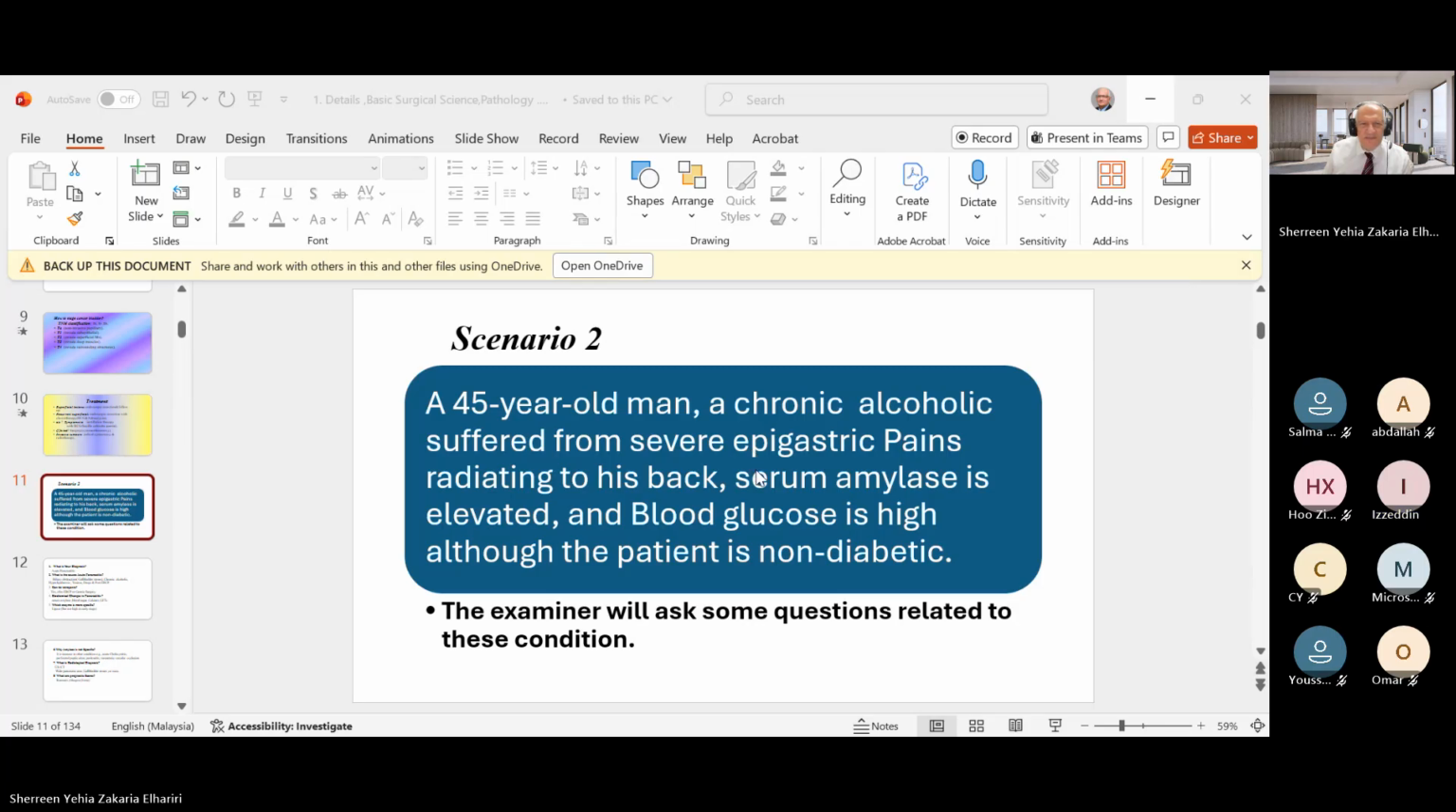So, a 45-year-old man, chronic alcoholic, suffering from severe epigastric pain radiated to the back. Serum amylase is elevated, and blood glucose is high, although the patient is non-diabetic. Before I ask the question, why do we say blood glucose is high although the patient is non-diabetic? What is this written for? To confirm what? To confirm that there is hyperglycemia without diabetes. It means you confirm the diagnosis of what? What is your diagnosis? Acute pancreatitis.